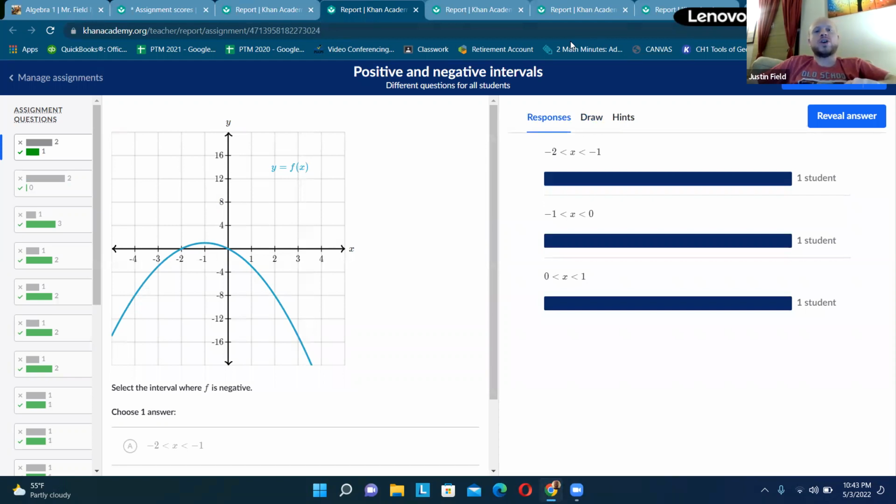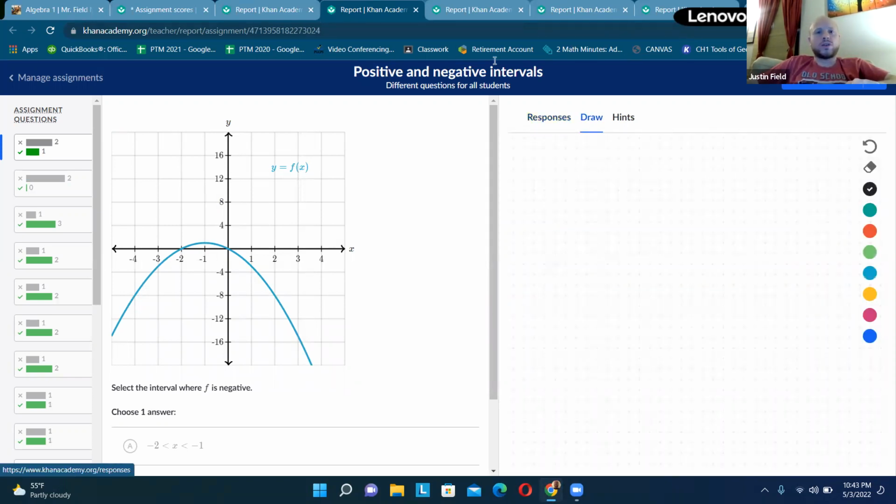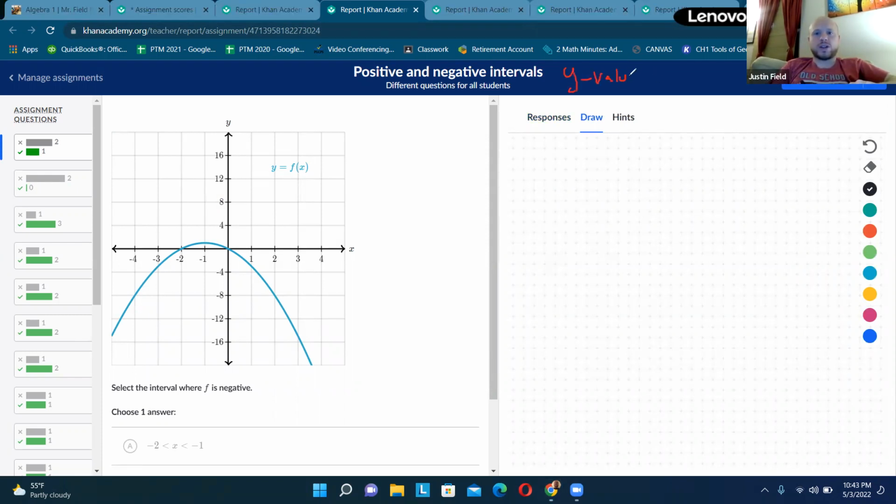Positive and negative intervals. So with this one, we really want to make sure we know we're talking about the y values. So write this title in your notes and then write, we're talking about the y values. So where is this graph positive? Where are the y values positive? That only happens between -2 and 0. So we use our x values to write the interval.